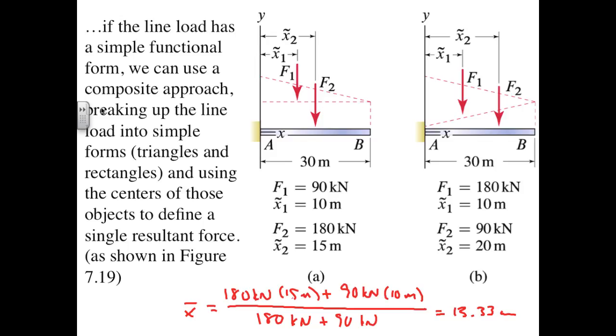case B. In this case, F1 is 1/2 times its height, 30 meters, times its base, 12 kilonewtons per meter, giving us 180 kilonewtons, and has a center at 10 meters. And F2 is 1/2 its base, 30 meters, times its height, 6 kilonewtons per meter, giving us 90 kilonewtons, now with a center at 20 meters. The resultant is still 270 kilonewtons, and the resultant's effective center is again at 13.33 meters.